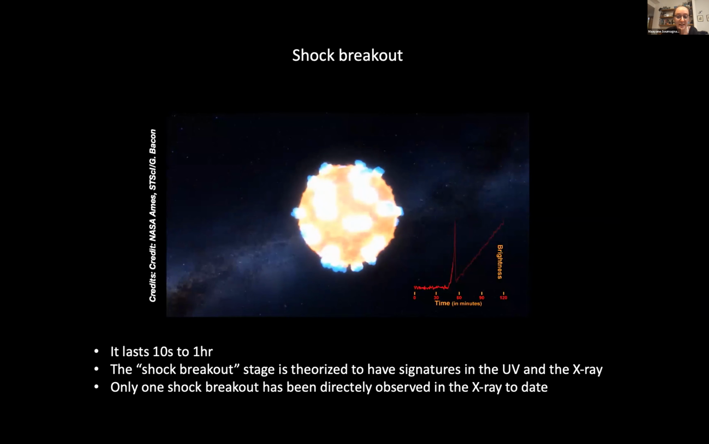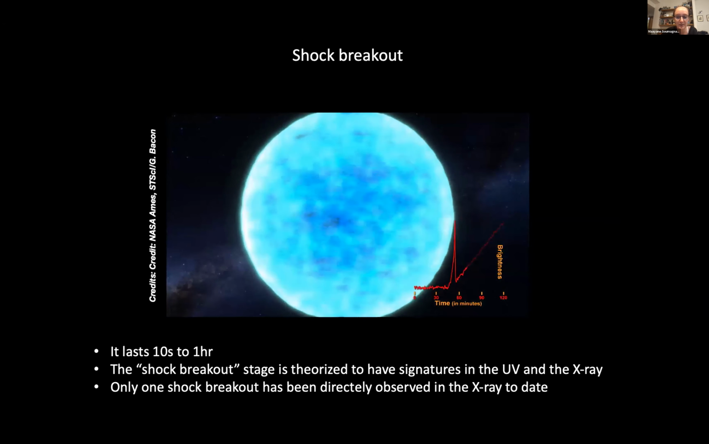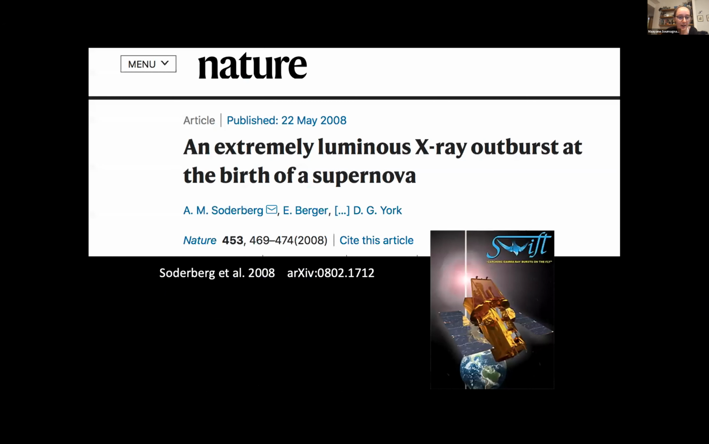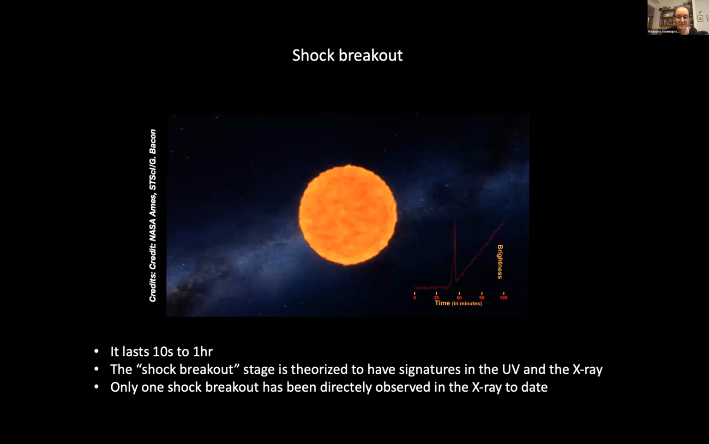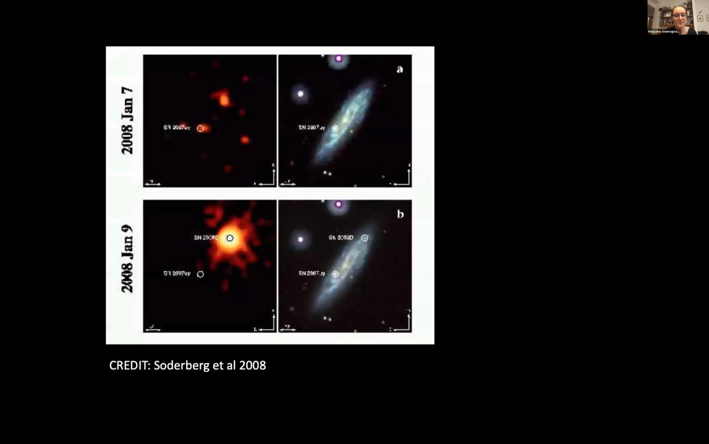And in fact, the ULTRASAT UV satellite, which I mentioned before, is expected to detect about 15 of these shock breakout events per year. And as far as the X-ray is concerned, only one shock breakout has been directly observed to date. It was more than 10 years ago, and it's described in this paper by Soderberg et al. It was a very lucky detection during a scheduled observation of another target by the Swift X-ray telescope.